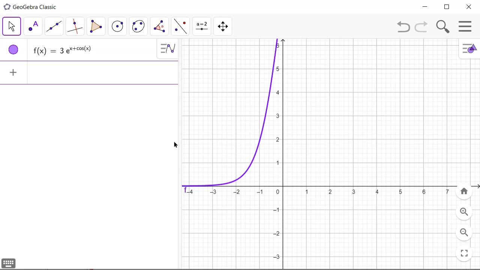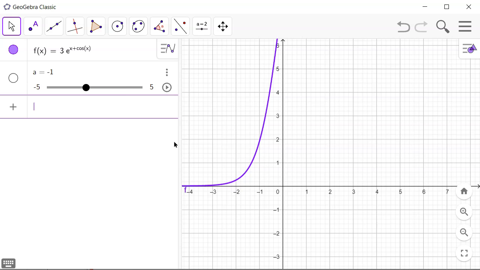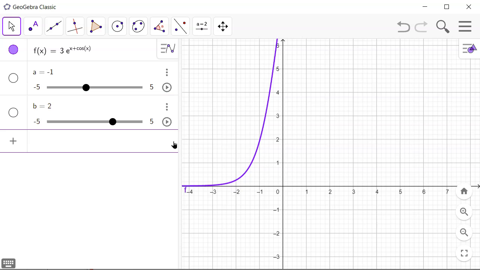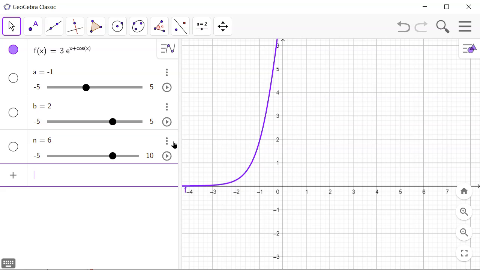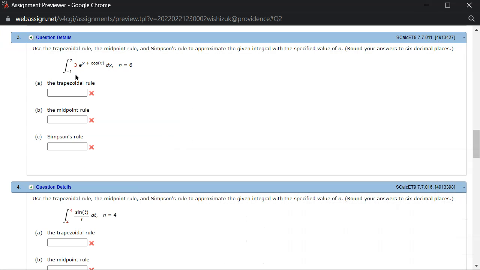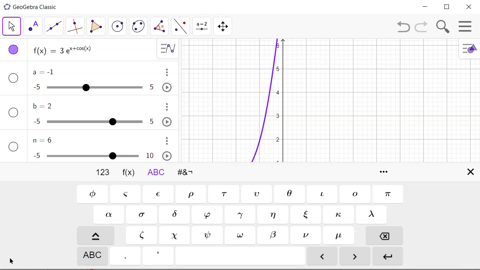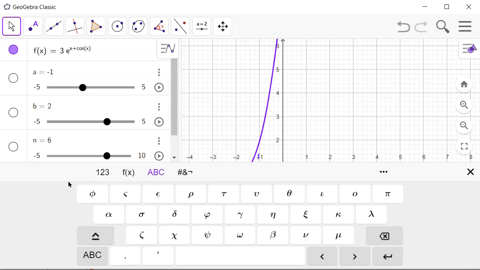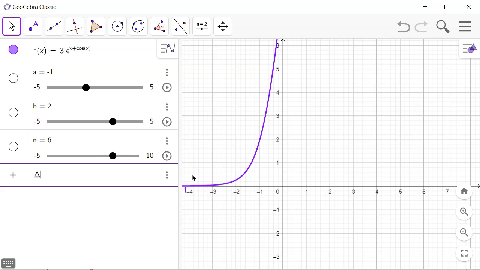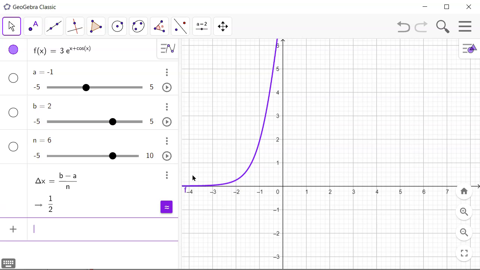So we got the function, and a value is, I think, -1, and then the upper limit is 2, and n, I believe, was 6. Let's double check. Lower limit is -1, upper limit is 2, then n is 6. So we can find the delta x value. Delta x is equal to b minus a divided by n, so it's simply 1/2.